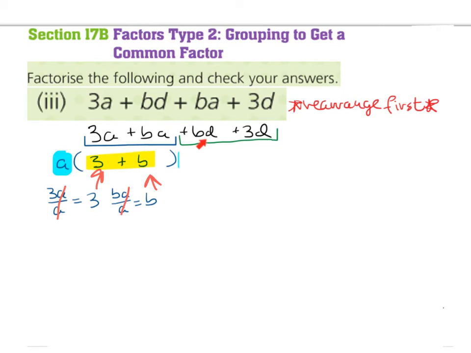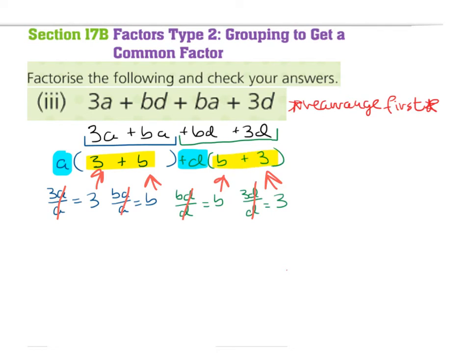Now I do the same with bd plus 3d. So d is common to both terms, so d is my HCF. So I have a d and an empty set of brackets. Then I divide bd by the HCF, which this time is d. So bd divided by d, the d's will cancel, leaving me with b, which goes into my bracket. And then 3d divided by d, the HCF. The d's will cancel, leaving me with 3, which goes into my bracket, but it must be plus 3 that goes in, because 3 on its own is really positive 3. So my rough work is done.